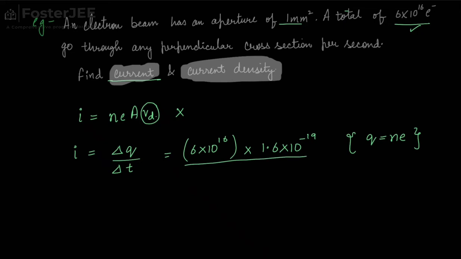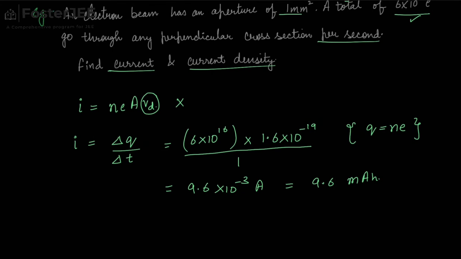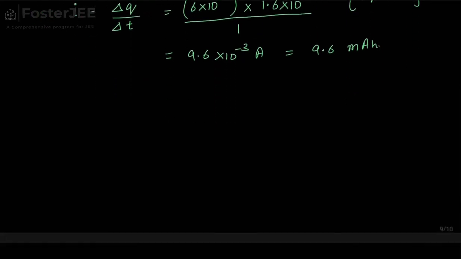Since we are given that the analysis is to be done per second, we will see this in 1 second. From this, the current will come out to be 9.6 into 10 to the power minus 3 ampere, or we can say 9.6 milliampere, which is also written as mA. Now, we are able to get the value of current. Now, we also have to find the current density. Let's first look up what a current density is.